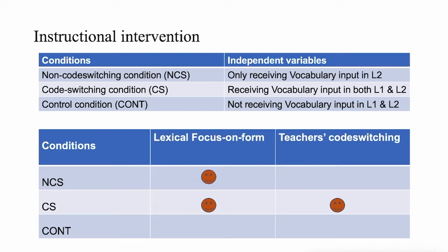So next, I would like to talk about the instructional intervention. The table above clearly shows the 3 teaching conditions, while the below one is a simplified version. In the first condition, no code switching, students only receive vocabulary input in the second language. The second one is the code switching condition, where students receive vocabulary input in both the second language and the first language. And the last one is the control condition, where students didn't receive any kind of vocabulary input. Next, I will use these abbreviations for my further introduction: NCS, CS, CONT.